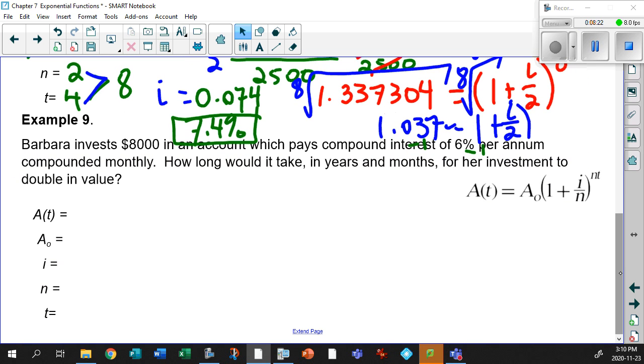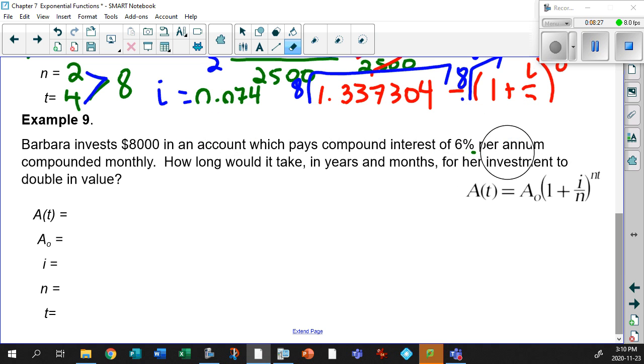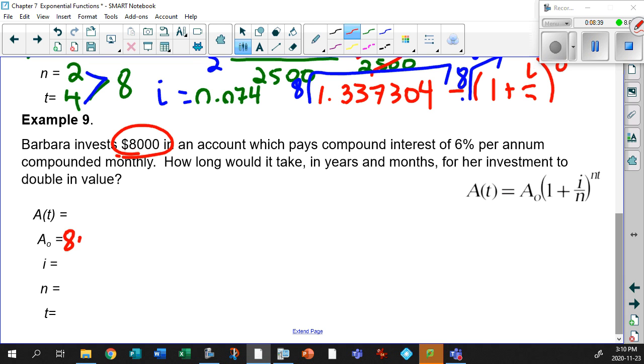Well, let's look at this last one. This should be interesting as well. Here's another big question, and this may require us to do some more stuff on our calculator and some more interesting algebra. Okay, Barbara invests $8,000. There's your A naught, 8,000 bucks. In an account which pays a compound interest of 6% per annum. So your interest rate is 6%, 0.06, beautiful as a decimal. This is compounded monthly. Aha, that's 12.